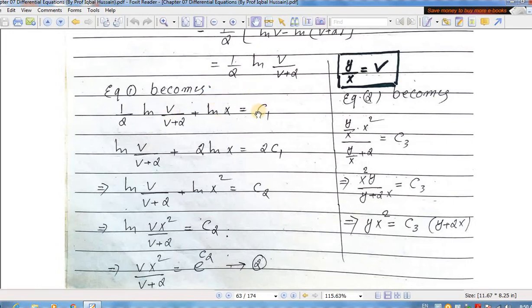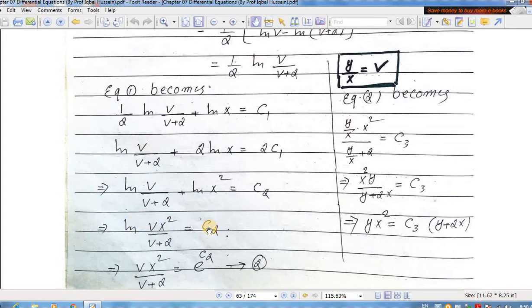Now multiplying both sides by 2, so this 2 will be cancelled. Here we will get 2c1. Now replace 2c1 by another constant c2. This 2 will be shifted here. Now we have log of a plus log of b, which can be written as log of ab, is equal to c2. Now this is logarithmic form.